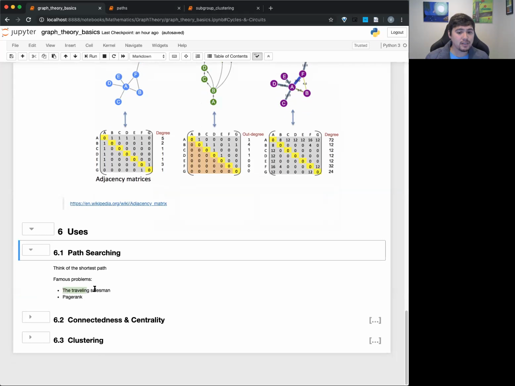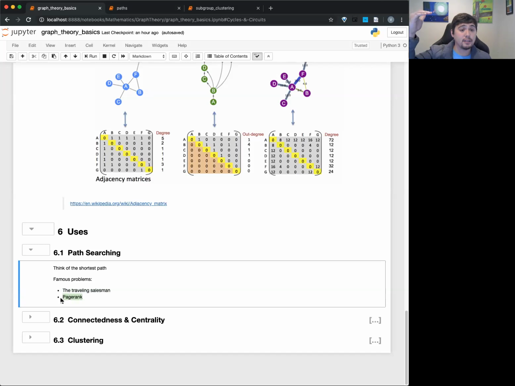Famous problems of this kind are the traveling salesman and PageRank, which is by Google. It's where you can get from one website to another. That's actually how they rank whether a website is, quote unquote, more useful or should be ranked higher, based on how many connections it has, like how many times you can go through different websites to get to the other one. So these are interesting ones too.